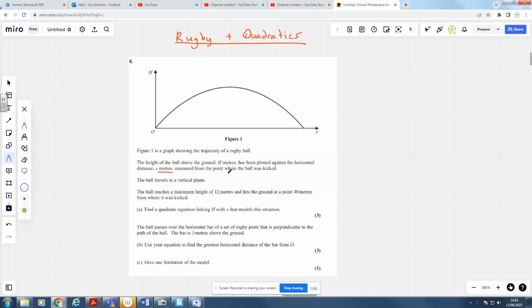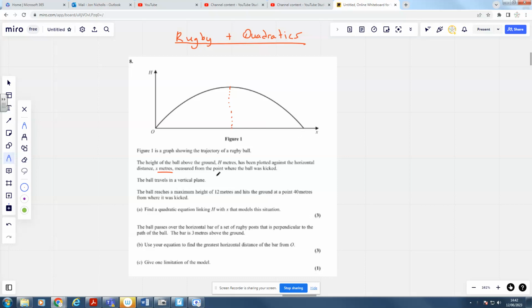Now, these questions are really common, and I want you to know exactly how to do it because the textbook is rubbish for this, or at least the textbook we use is rubbish for this topic. They just don't have many quadratic modelling questions like this. I mean, they're not that bad once you realise how to do them.